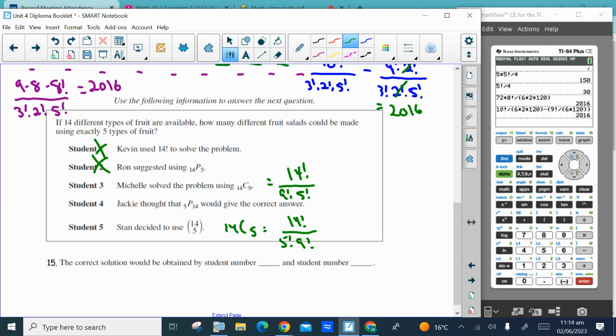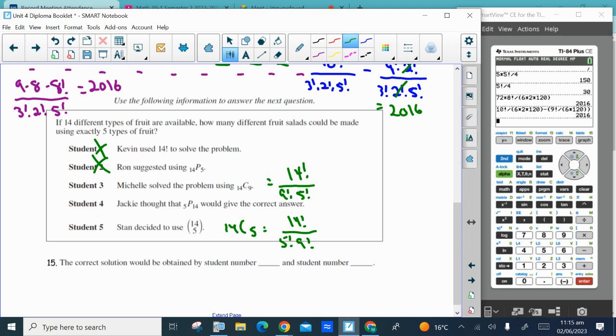14C9 really means that from the fruits, you're not choosing 9 of them, which means you're choosing the other 5. They're the same thing. Not choosing 9 of the fruits is the same as choosing the other 5. What's wrong with what Jackie said? They're backwards, right? Plus they're permutations, but n always has to be greater than or equal to r. You can't choose more items than you have to choose from.